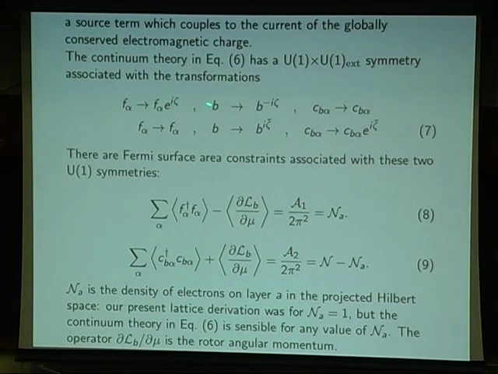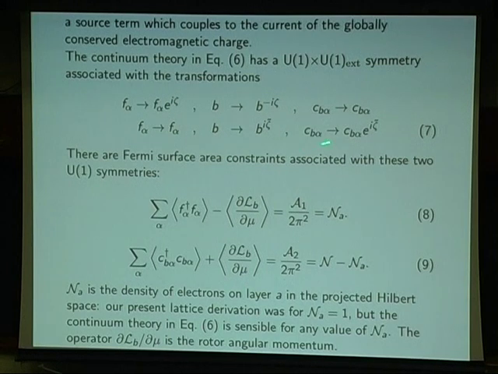So here, F and B transform with opposite signs. So the numbers of those charges, which is basically the derivative of the free energy with respect to the chemical potential, should be equal to some fixed number, which you can figure out. In this case, this is just the number of electrons on layer A, which is 1 in the lattice model. But for the continuum theory, it doesn't matter. This NA could be almost anything.